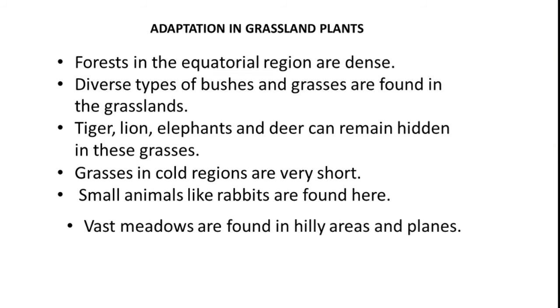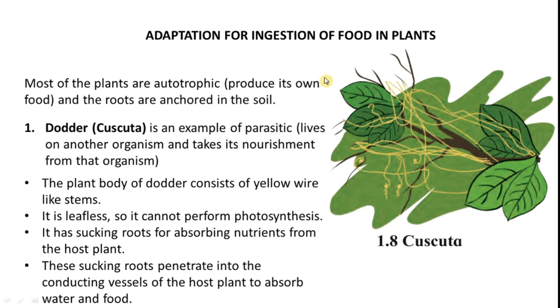Then adaptations in grassland plants. Forests in the equatorial region are dense. Diverse types of bushes and grasses are found in the grasslands. Tigers, lions, elephants and deer can remain hidden in these grasses. Grasses in cold regions are very short, so small animals like rabbits are found here. Vast meadows are found in hilly areas and plains.